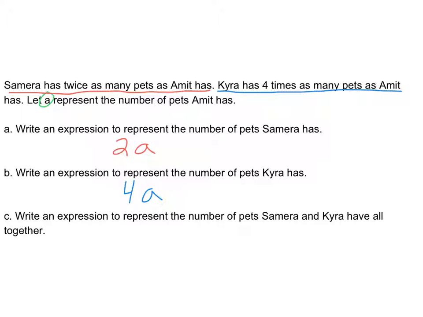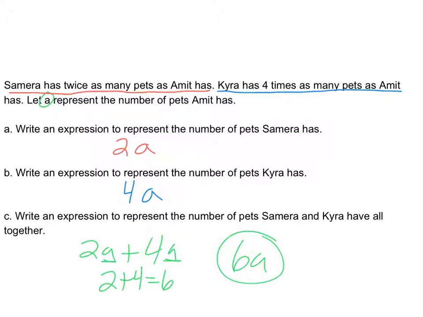Write an expression to represent the number of pets Samira and Kyra have together. So we're going to take those two. We got Samira's pets and Kyra's pets. Since it's together, we're going to add them. They both have the same variable of a, so I can add 2 plus 4 and get 6. So together, 2a plus 4a gives me 6a.